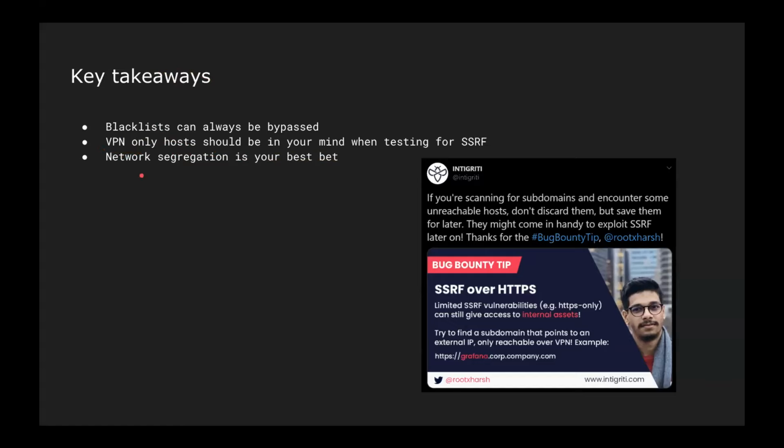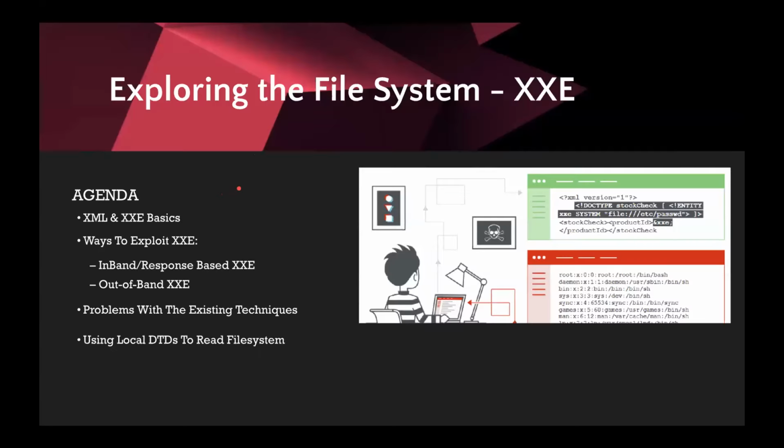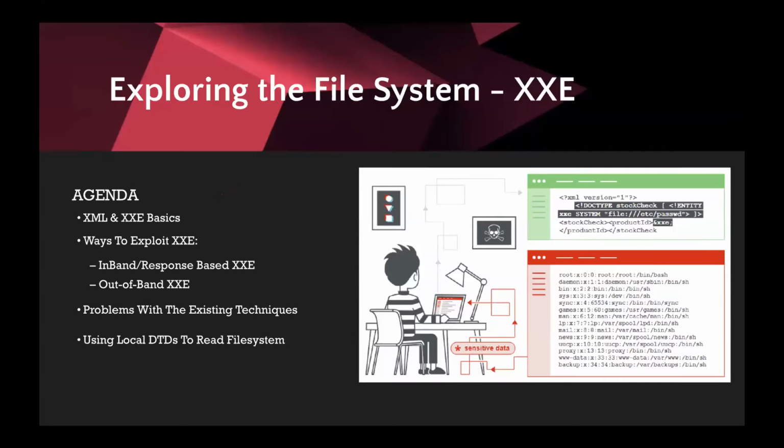And lastly, as an engineer working for application security at your employer, you should make sure that when you are interacting with third parties, you make use of network segregation. Make it a custom VPC, or just segregate that network so it cannot hit your infrastructure, a critical infrastructure part. So these were some key takeaways from here, and now we will see some XXE, exploring the file system.